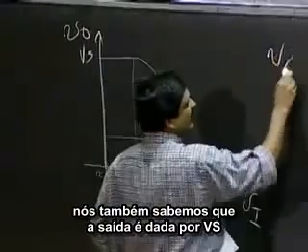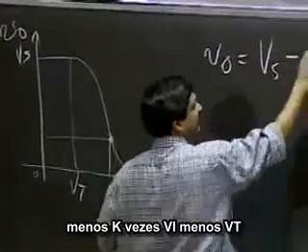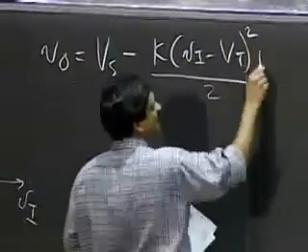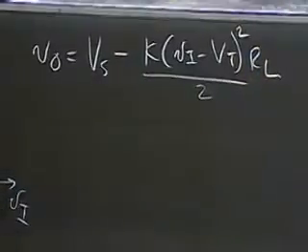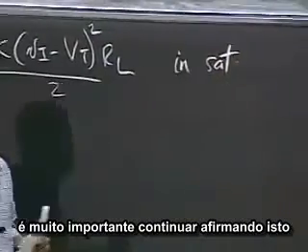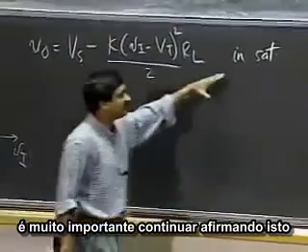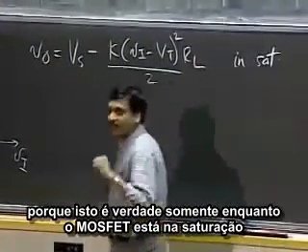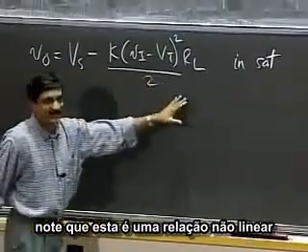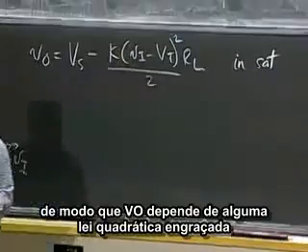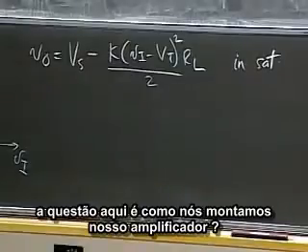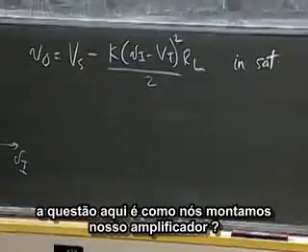We also know that the output was given by Vs minus K, Vi minus Vt whole squared. Okay, again, assuming the MOSFET is in saturation. Okay, it's very important to keep stating this, because this is true only when the MOSFET is in saturation, when I'm following the discipline. So notice that this is a nonlinear relationship. So VO depends on some funny square law dependence on VI. So the key here is how do we go about building our amplifier?